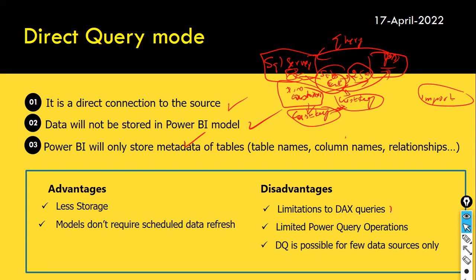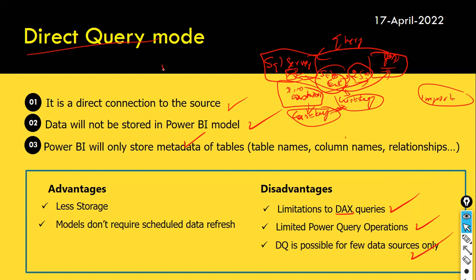Another disadvantage is the limitations of using DAX queries. What is DAX? DAX stands for Data Analysis Expressions. In DAX, we have a lot of built-in functions available, and with them you can do advanced analytics. But when you connect with direct query mode, you cannot use all the DAX functions. There are some DAX functions that will not work with direct query mode. And then, limited Power Query transformation: in the Power Query editor, you cannot do extensive data transformation. Also, direct query is possible for only a few data sources.